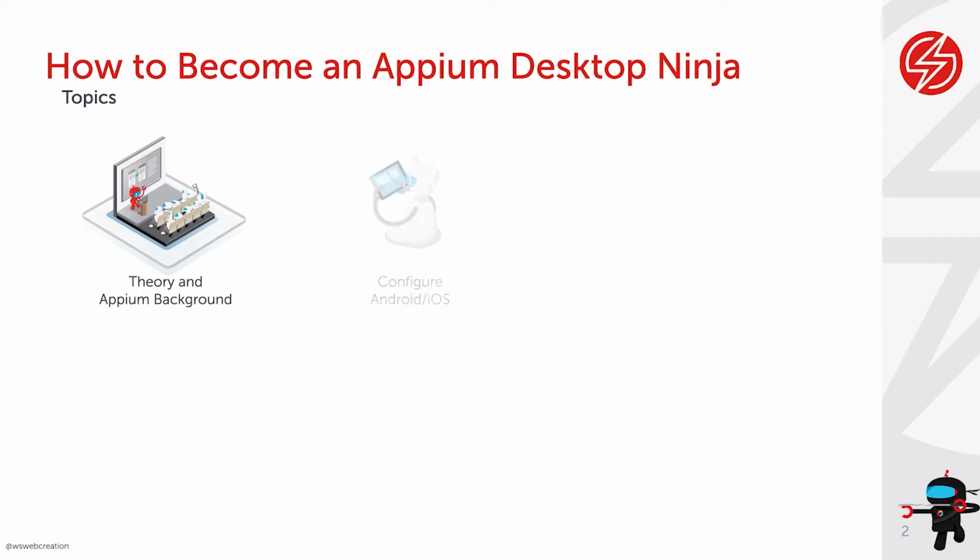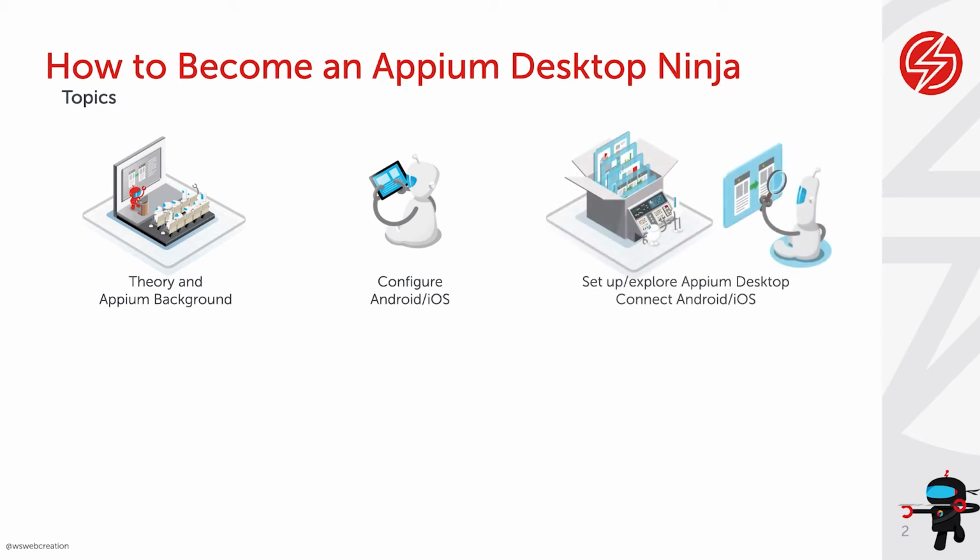Before we can start the automation, we first need to set up everything on our local machine. We need to configure an Android emulator or an iOS simulator. So that's what we're going to do in the second video. In the third video, we're going to connect Appium desktop to that configured Android emulator and configured iOS simulator. We're also going to explore how Appium desktop works, and we're going to walk through the screens.